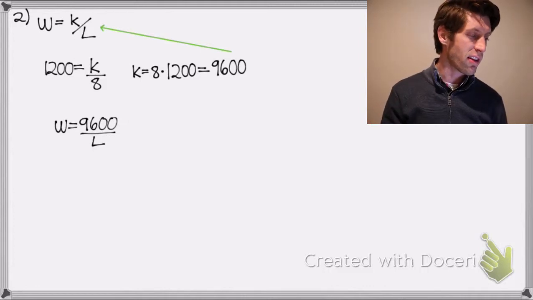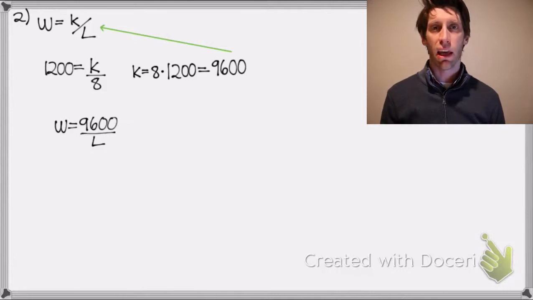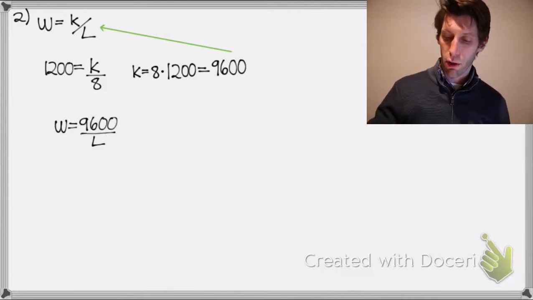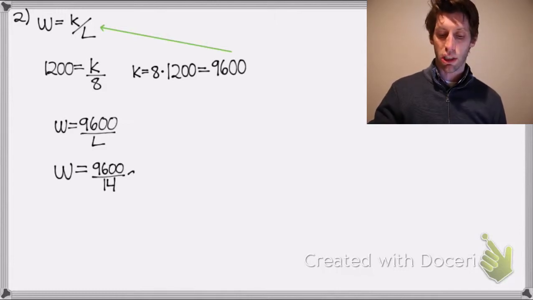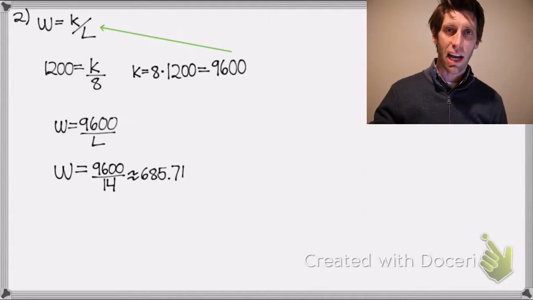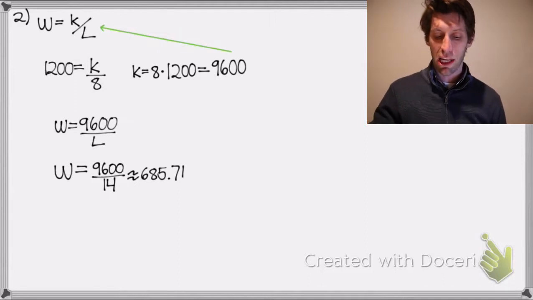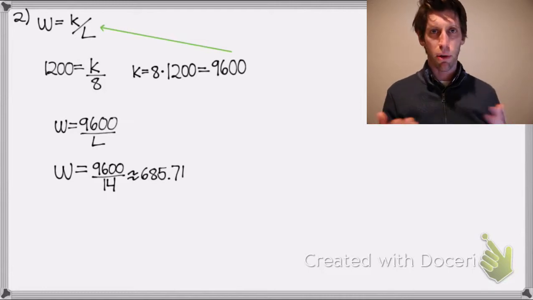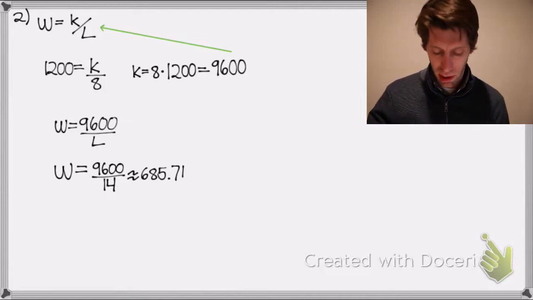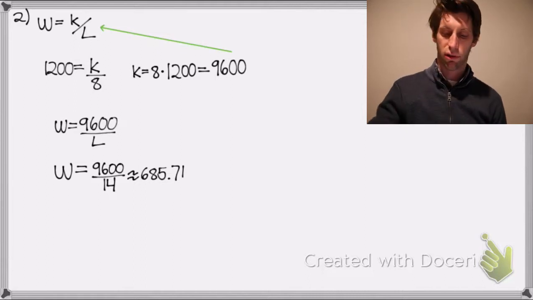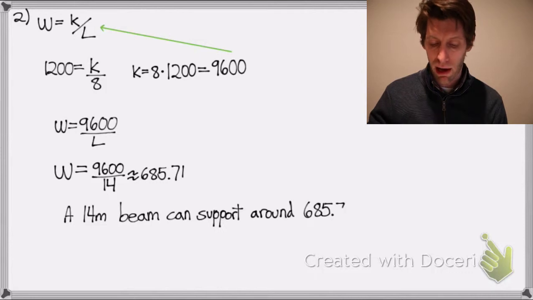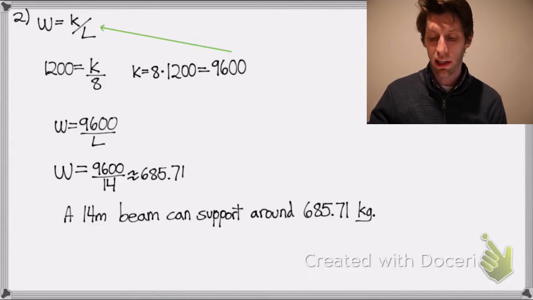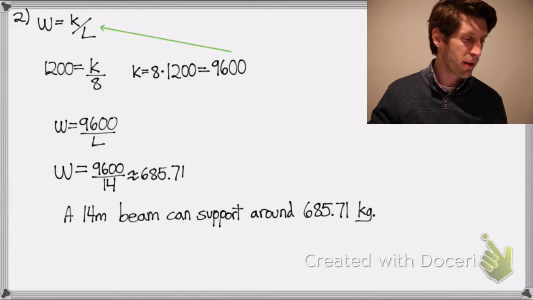Finally, the third sentence in the question says, how many kilograms can a 14-meter beam support? In other words, what weight can a 14-meter beam support? So we take that 14 and plug it in for L. We divide 9,600 by 14, and we get roughly 685.71. That's rounded to 2 decimal places. Some problems will ask for that, in which case you can round and use decimal places. That's just fun. So finally, we answer our question in a complete sentence. A 14-meter beam can support around 685.71 kilograms of weight.